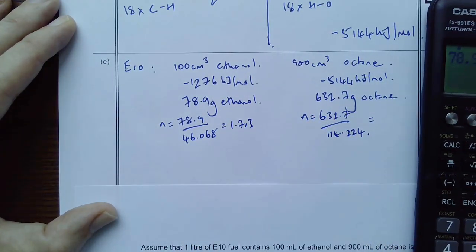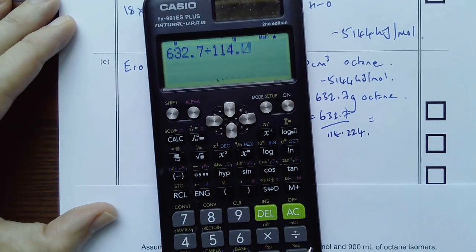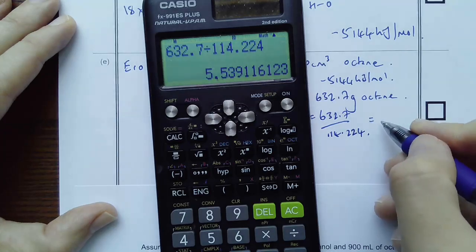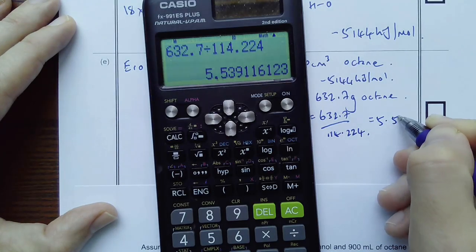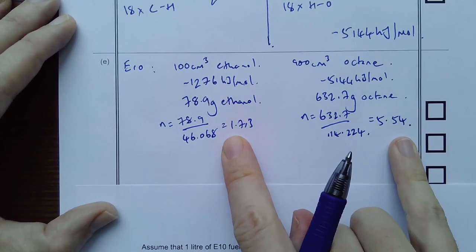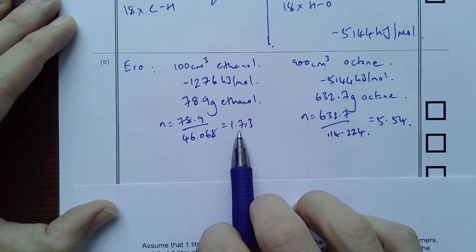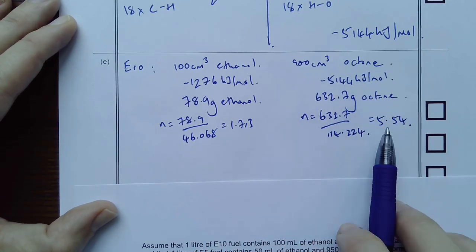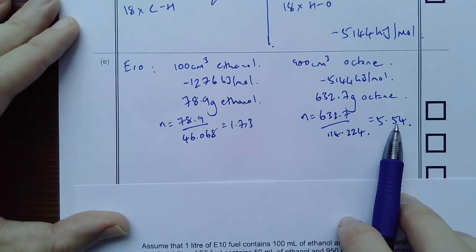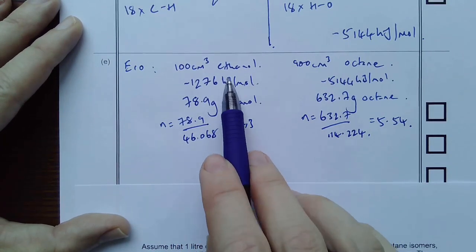And this one is 632.7 divided by 114.224, which is 5.54. So these are the moles now. So 100 centimetres cubed of ethanol is 1.713 moles of ethanol. 900 centimetres cubed of octane is 5.54 moles of octane. So then all I need to do is just multiply this number by this number to get the kilojoules.